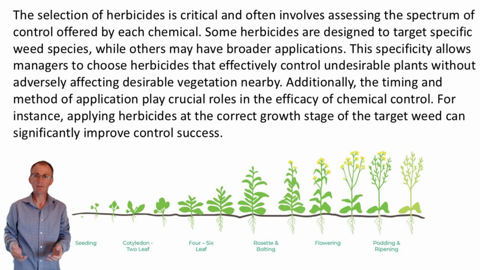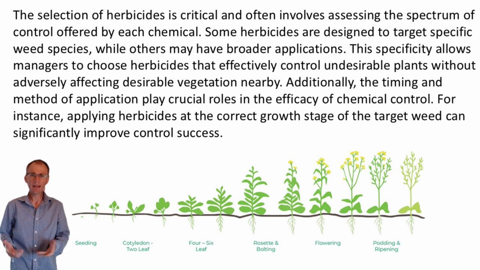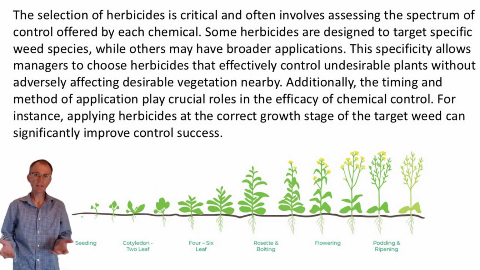This specificity allows managers to choose herbicides that effectively control undesirable plants without adversely affecting desirable vegetation nearby. Additionally, the timing and method of application play crucial roles in the efficacy of chemical control. For instance, applying herbicides at the correct growth stage of the target weed can significantly improve control success.